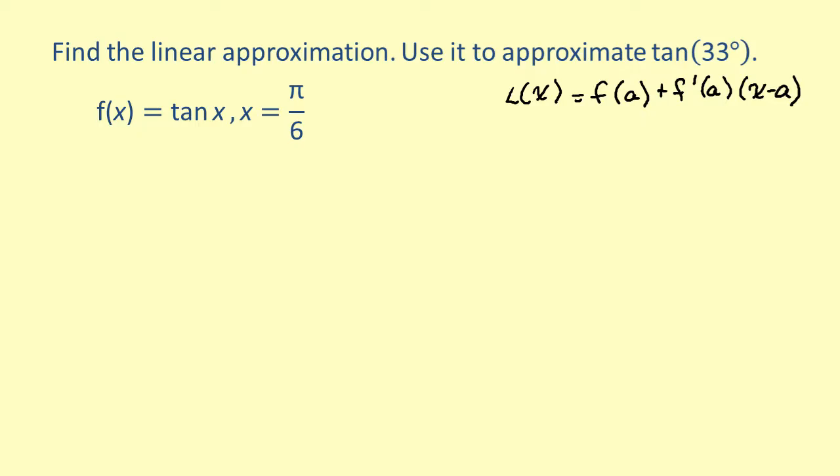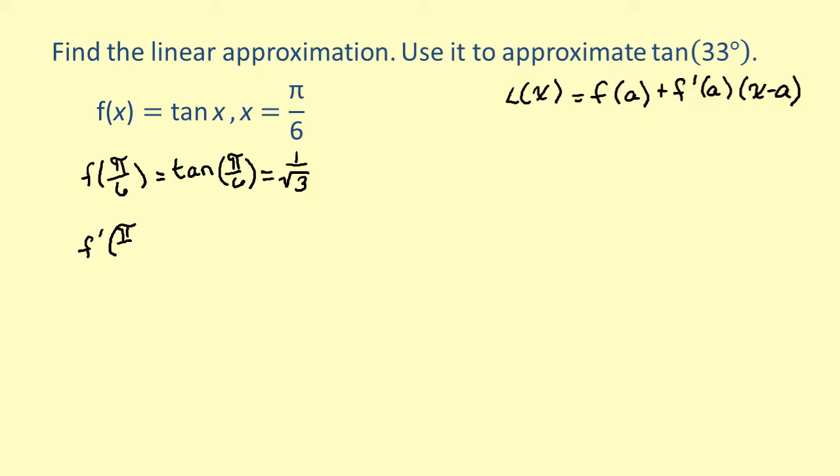As you can see, we need to evaluate f of x at pi over 6 and take the derivative of f of x to find the linear approximation. We'll start by evaluating the tangent function at pi over 6. This gives us 1 over the square root of 3. Now we need to find the derivative of f of x and evaluate it at pi over 6.